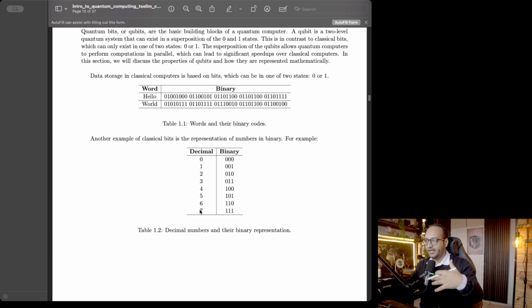We store them in bits, and each bit can carry state 0 or state 1. And based on this combination, we can express the information that we have, the numbers, and then the higher layers of letters and eventually images and so on. Now, qubits are the building blocks of quantum information. So it is a 2-level quantum system, which can exist in a superposition between 0 and 1. And it has to be like this.